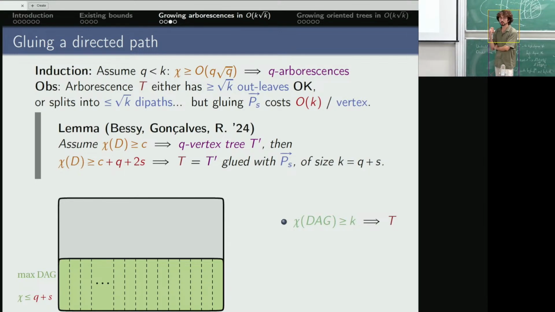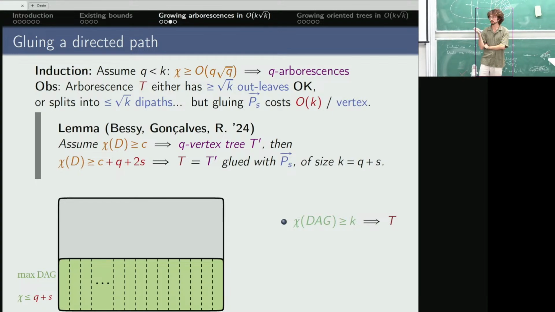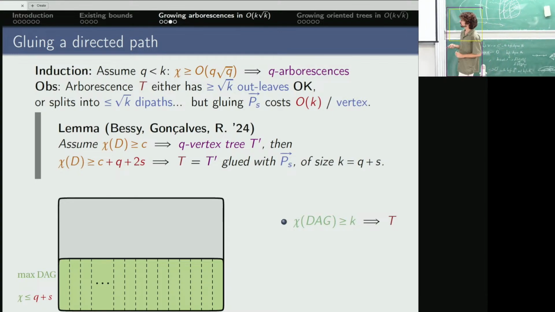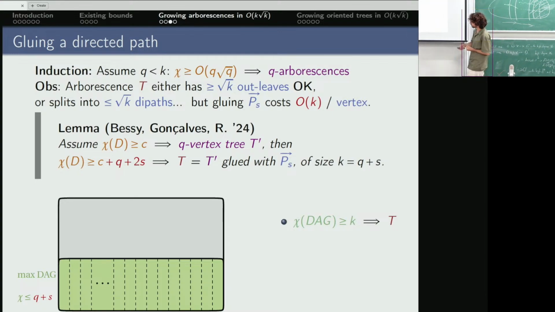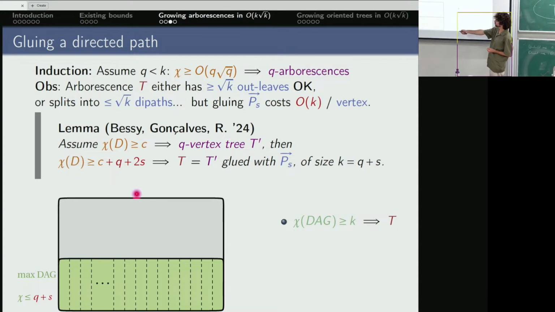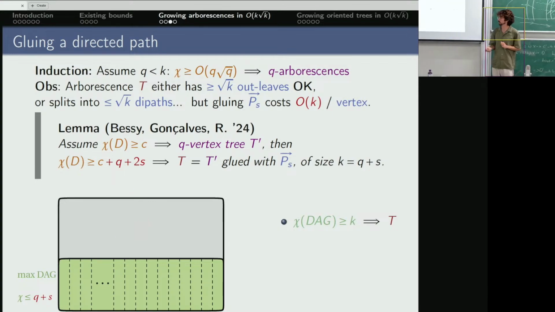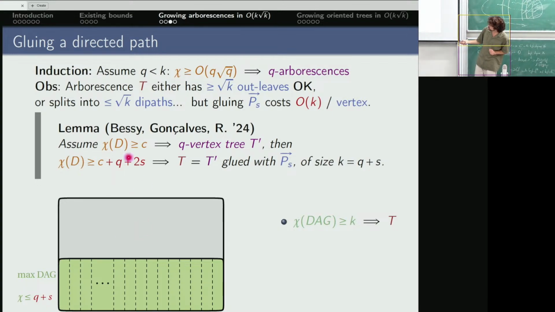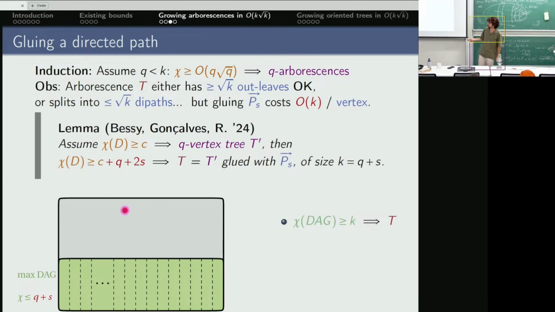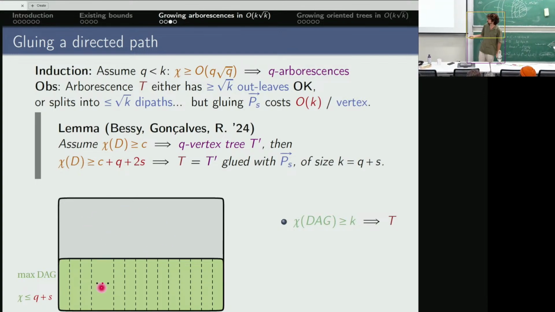So if you recall the way we built directed paths, we are kind of trying to do the same thing. We have this gray zone here, which we hope will have a high chromatic number in the end. And we want to find T here in this gray zone, and we want to glue a directed path to it by using this maximal DAG.